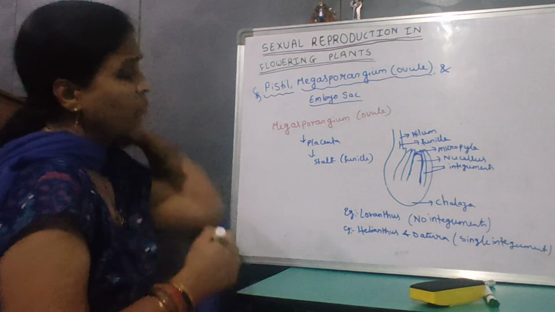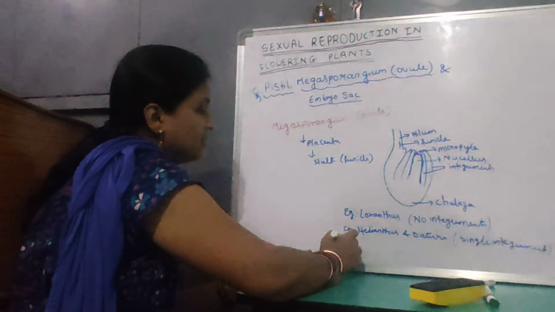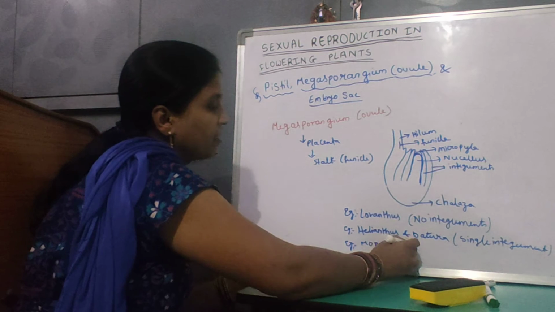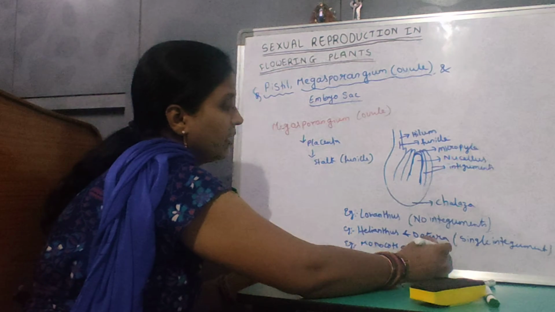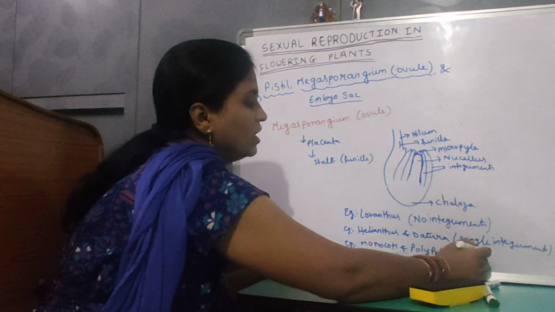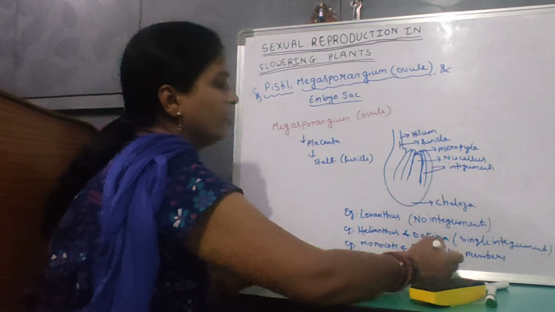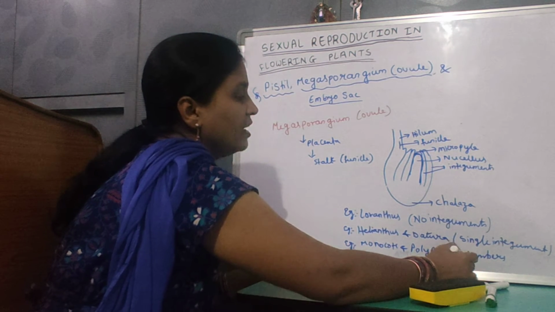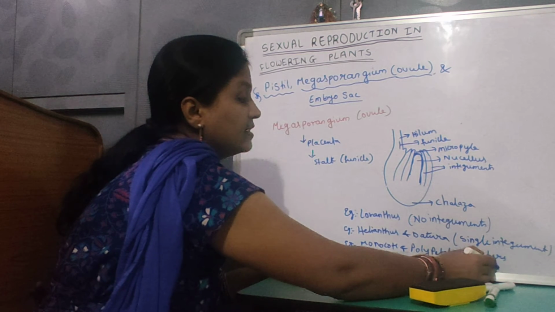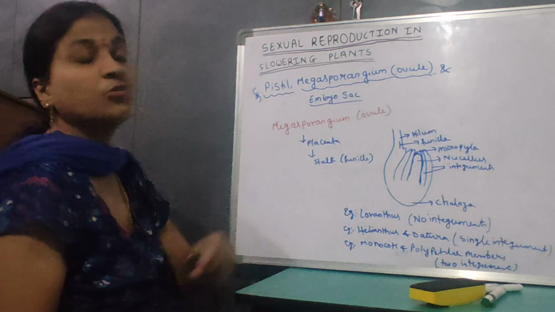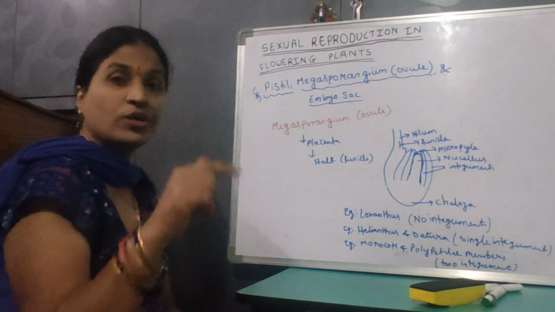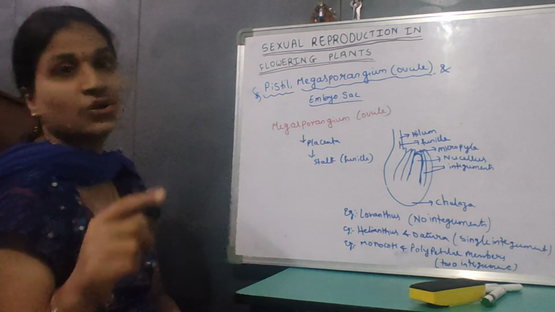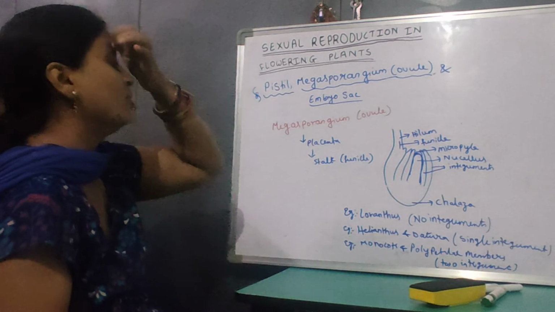Then monocots and polypetalous members will be having two integuments. Majority of the angiosperms will be having two integuments. Later, after the fertilization, these integuments are going to form into the seed coat. The seed coat is the covering of the seed. The outer covering is called testa, the inner covering is called tegmen. So these integuments are going to form into the seed coat.